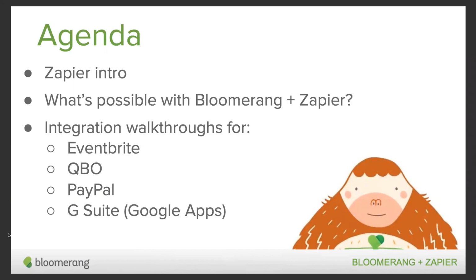So for our agenda today, we're going to introduce Zapier, how it works and what you can do with it. We're going to look at some popular Zapier-enabled integrations between Bloomerang and Eventbrite, QuickBooks Online, PayPal, and G Suite. Then we're going to wrap up with some key details on how you can get started with Zapier and Bloomerang and open it up for Q&A. We're going to take a couple of breaks throughout this presentation to answer questions. So we'll get a chance to answer all your questions as we go through. So let's dive in.